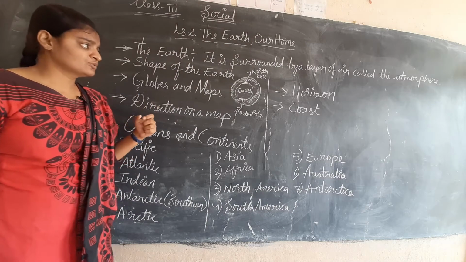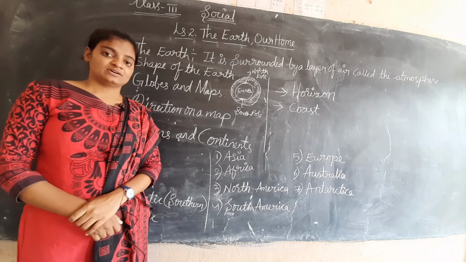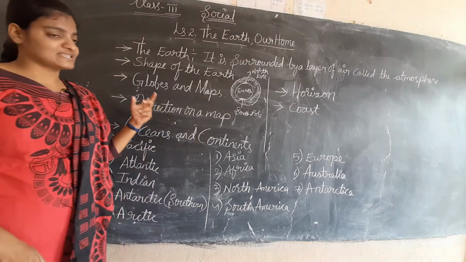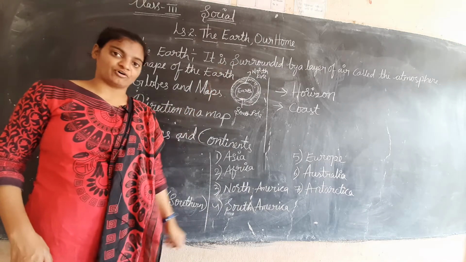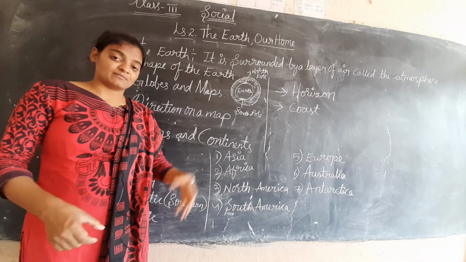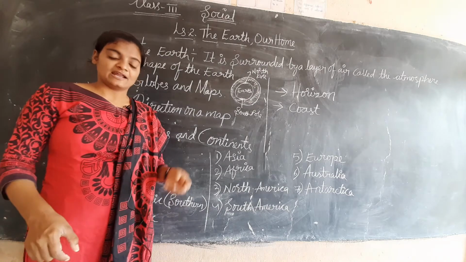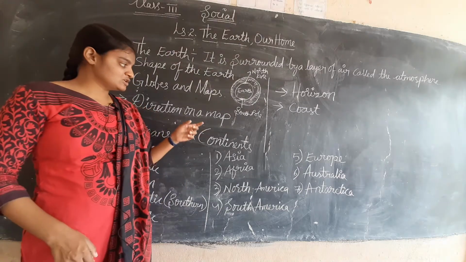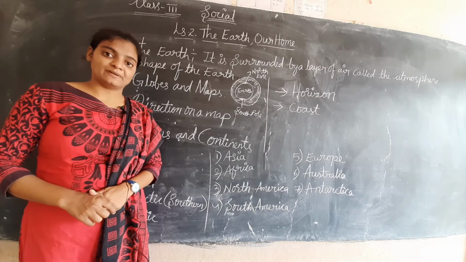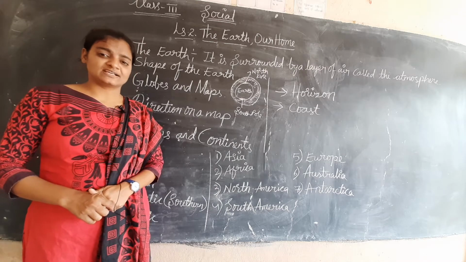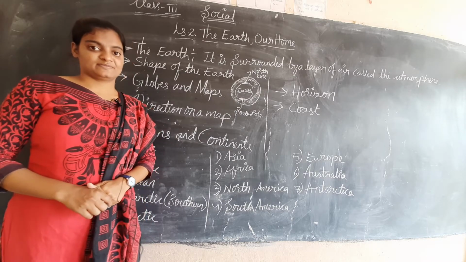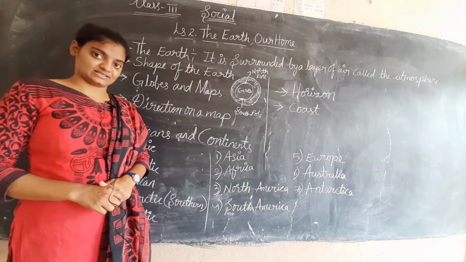And next, we have different types of maps: wall maps and atlas. What is a wall map? The maps which we hang on the wall are called wall maps. We use maps on paper and in books. In that way we use maps to study about the earth, to know the continents, the places, physical divisions, political divisions, everything we can learn from the map. It is very easy to know about the earth.